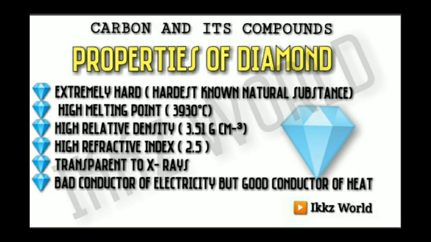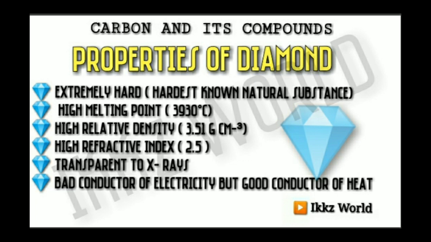Diamond also has a high relative density. It has a density of about 3.51 grams per cubic centimeter. This high density of diamond is again because of its rigid structure. Diamond is a transparent substance. It appears transparent to X-rays. This is because of its high refractive index. The refractive index of diamond is 2.5, right?